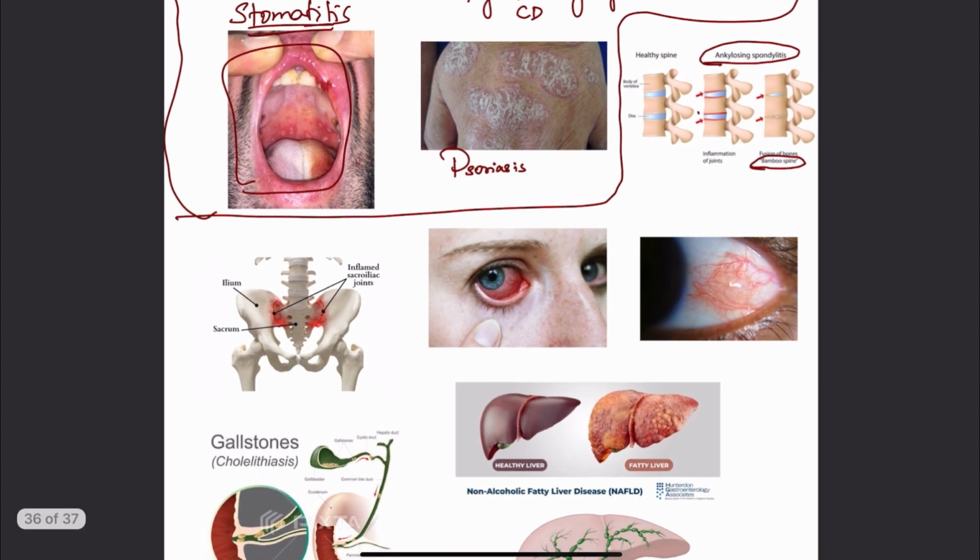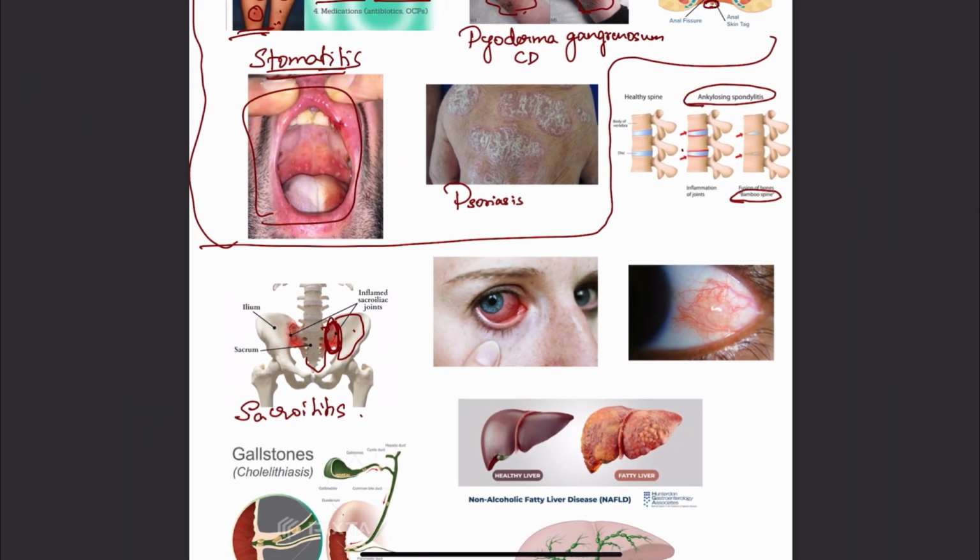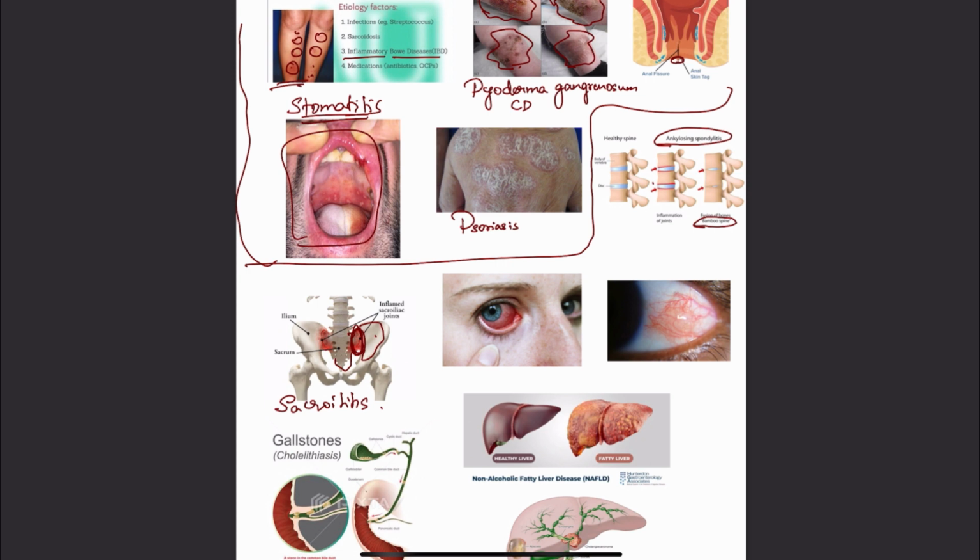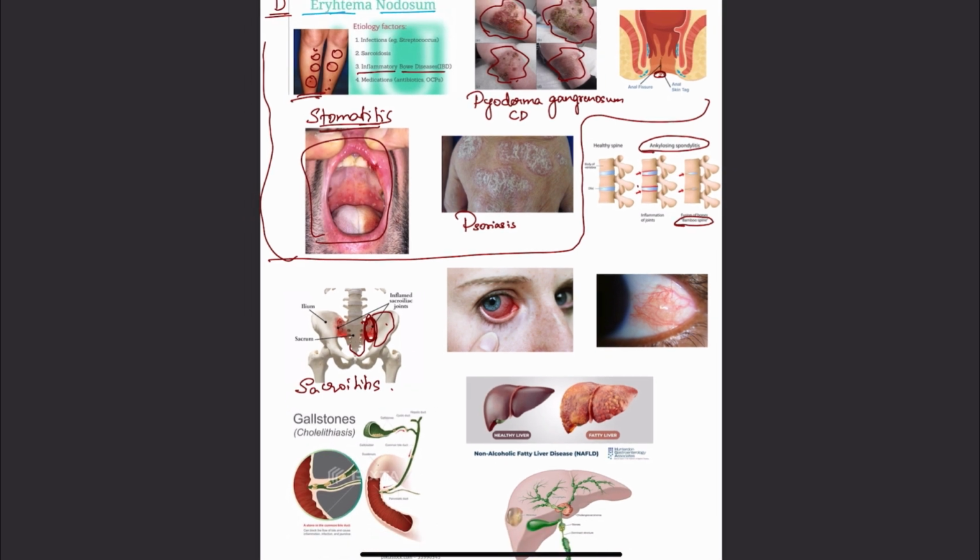One more rheumatological complication is sacroiliitis. Sacroiliitis. So this is the iliac bone and this is the sacrum. There will be inflammation in the joint between the iliac bone and sacrum, ala of the sacrum. So here you can see the inflammation. It's an inflamed sacroiliac joint. Sacroiliitis is one more rheumatologic complication in case of Crohn's disease. It usually happens in Crohn's disease more than ulcerative colitis. So these are the rheumatological complications.